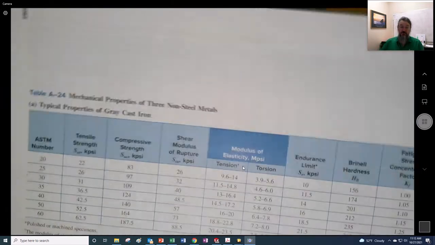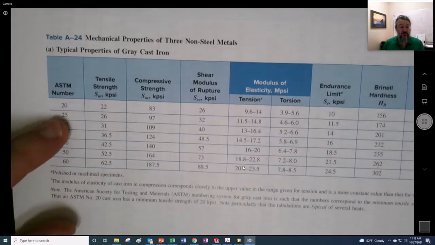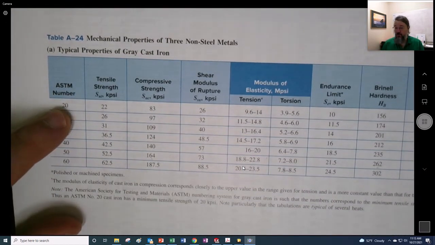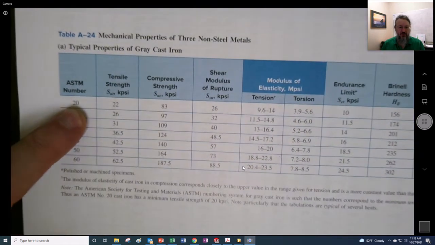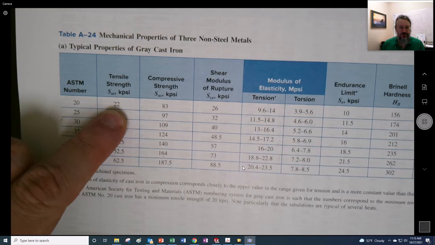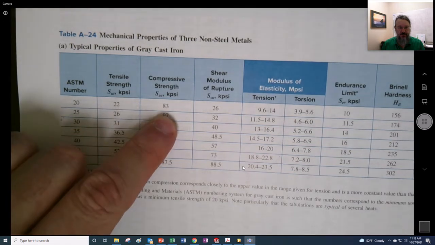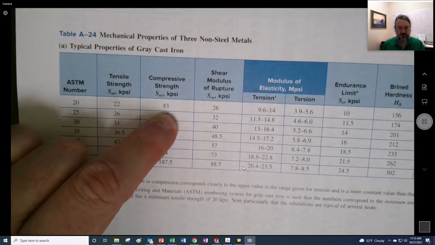I think it's A24. That's my recollection. Right here inside. And we have number 20, right? I think it's number 20. So we have 22 KSI in tensile strength, 83 in compressive strength.